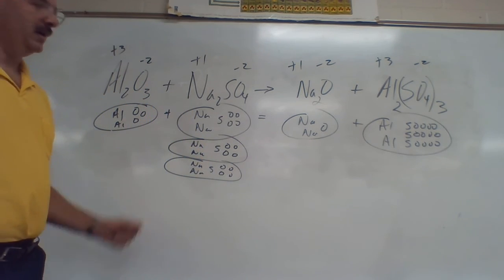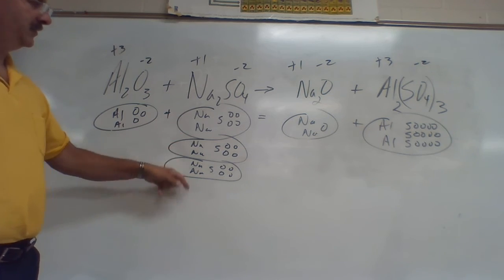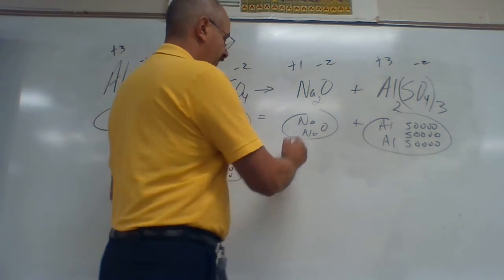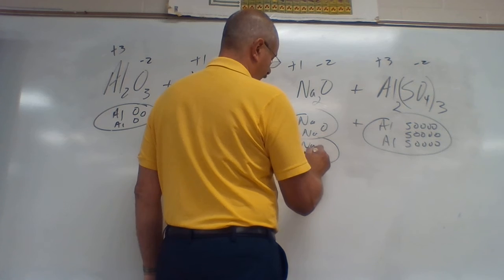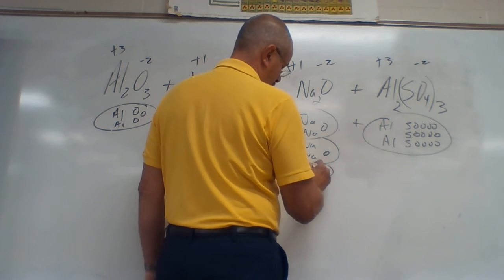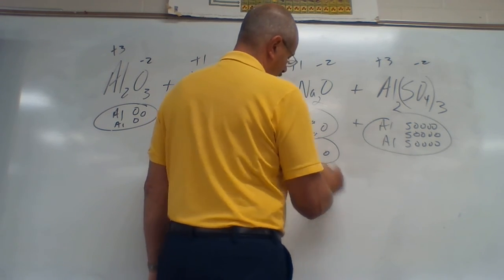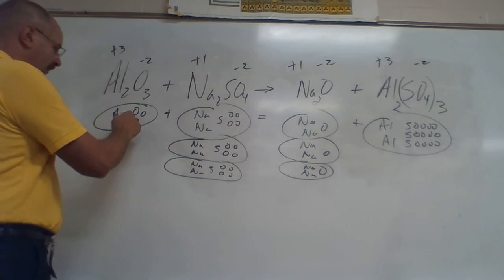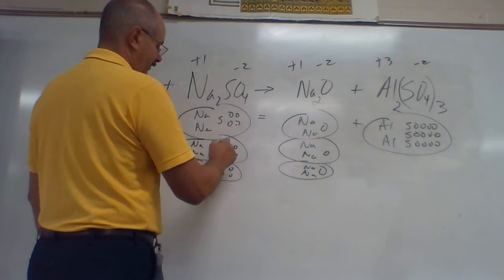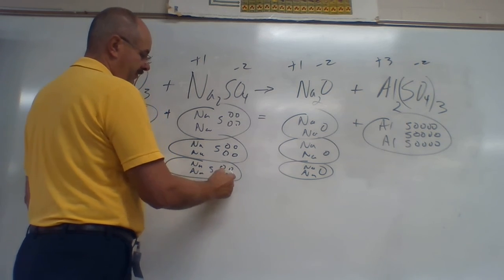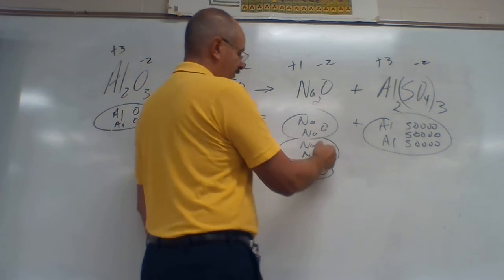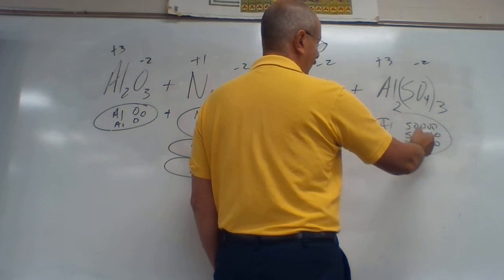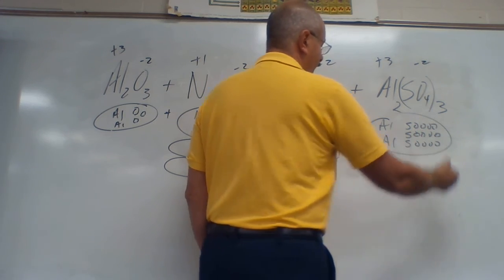But didn't I just mess up my Na's? Because I got 1, 2, 3, 4, 5, 6. This side I only got 2. Let's fix that. So there's 4 Na's, there's 6 Na's. Okay, those are even now. All right. Anything else messed up? No, it's all right. So now we're going to do the O's. I got 15 on this side, and I got 15 on this side.